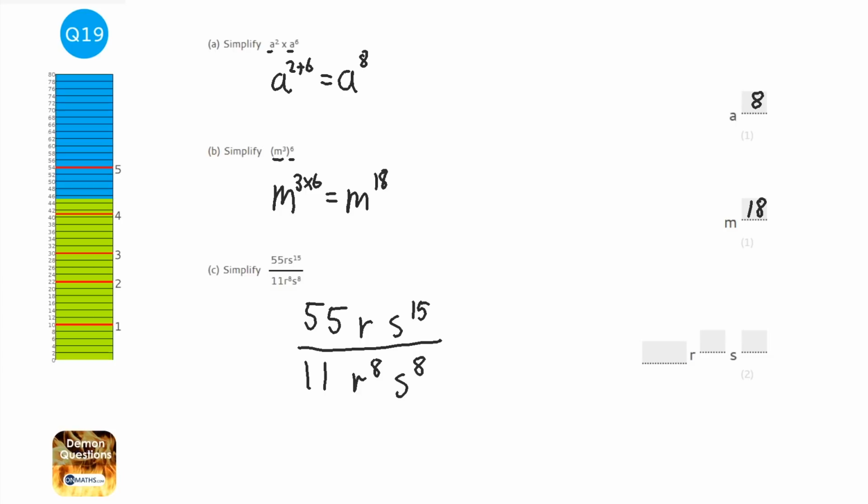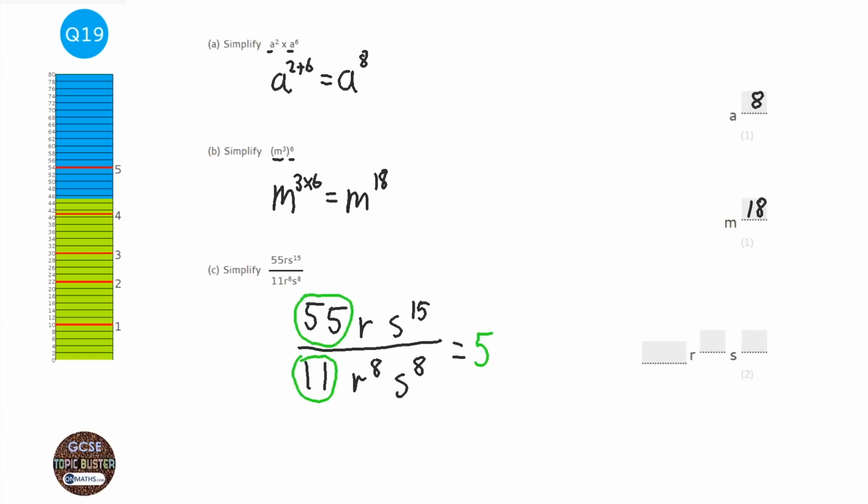Okay, first thing I focus on is the number. 55 over 11, so I know that 55 divided by 11 is going to be 5. That's all we've got to do. The reason we can do that is there's only one term at the top and one term at the bottom. A term is defined by whether there's a plus or a minus, and there are no pluses or minuses here.